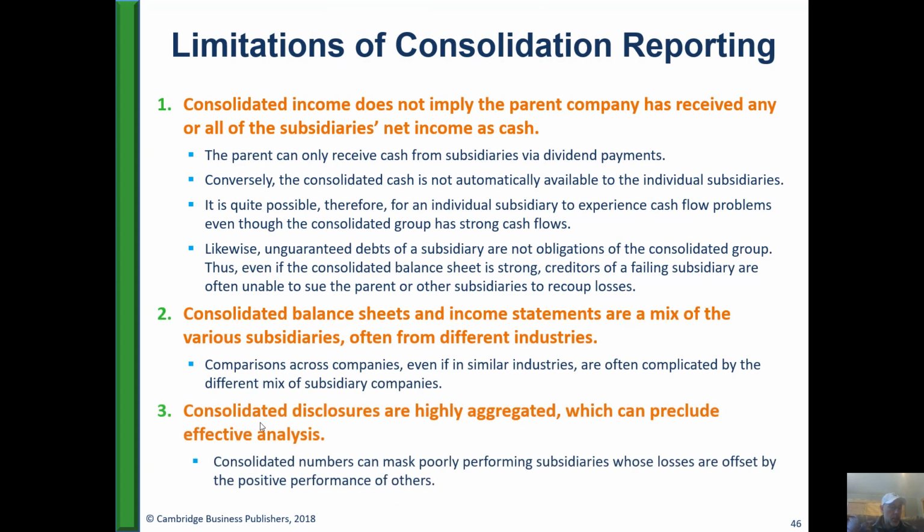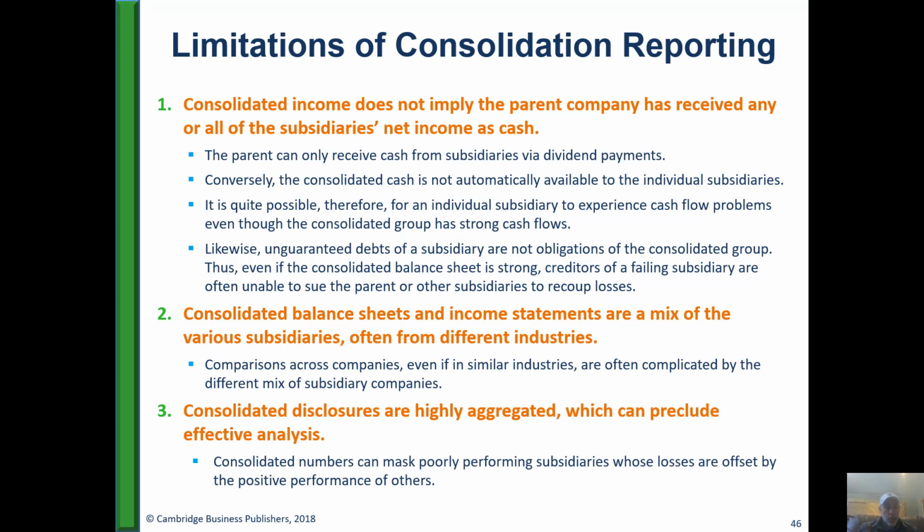And then the limitations of consolidated reporting. So I would just draw your attention to several of the bullet points under this number 1 here. It says consolidated income or loss does not imply that the parent company has received any or all of the subsidiary's net income as cash. So it's quite possible for an individual subsidiary to experience cash flow problems even though the consolidated group has strong cash flows. So be on the lookout for that. Maybe you're analyzing a subsidiary with a very strong parent, but it doesn't mean that just because there's a strong parent, the subsidiary can't go bankrupt.